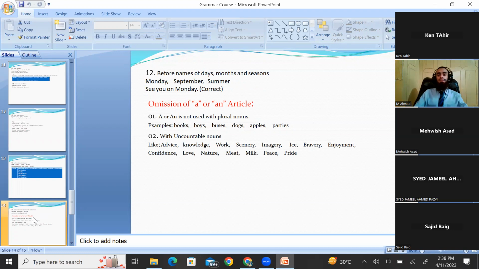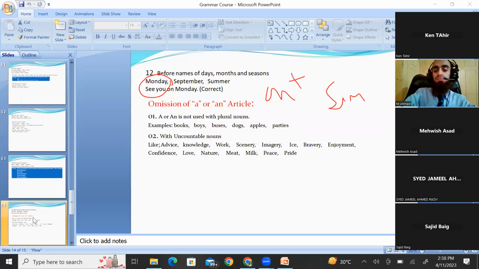Before names of days, months, and seasons, we do not use the. For example, when can I see you? When you want to have a test of English grammar, you can say, we would like to have a test on Monday, on Sunday, on Tuesday. If you say, I want to meet you on the Monday, it would be incorrect. Before names of weeks, no the. Before names of months, no the. Before names of seasons, the weathers, no the.